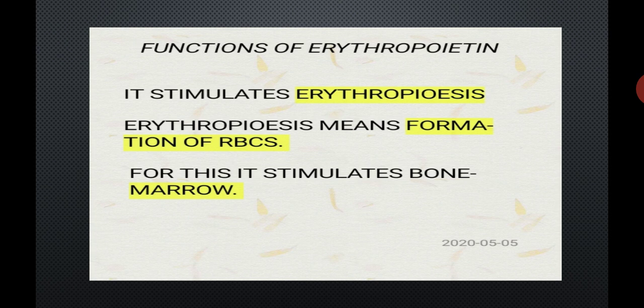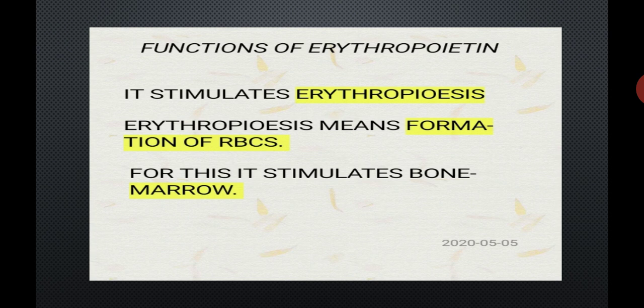So the erythropoietin hormone stimulates whom? It stimulates the bone marrow. So it stimulates erythropoiesis. Erythropoiesis means formation of RBCs. For this, it stimulates the bone marrow. This is the function of erythropoietin.